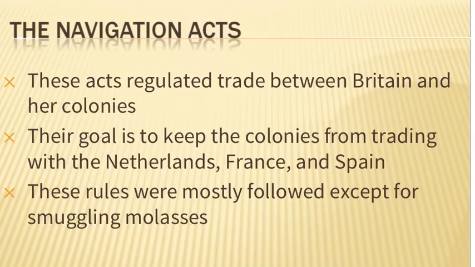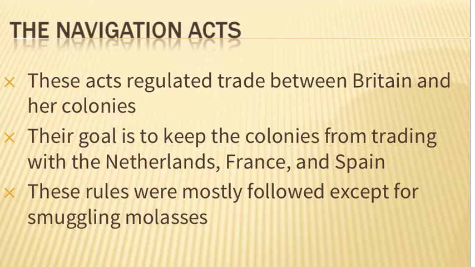So the Navigation Acts are the way in which mercantilism was put into practice. These are the laws that make mercantilism happen, actually. One is the theory, how it should happen, and the Navigation Acts are the way that it is put into practice. These acts regulated trade between Britain and her colonies. We're going to focus on the 13 British colonies, the American colonies. Their goal was to keep the colonies from trading with the Netherlands, France, and Spain. All of our raw materials would be primarily sent to England, and we could not sell them to anybody else but companies and businesses in England.